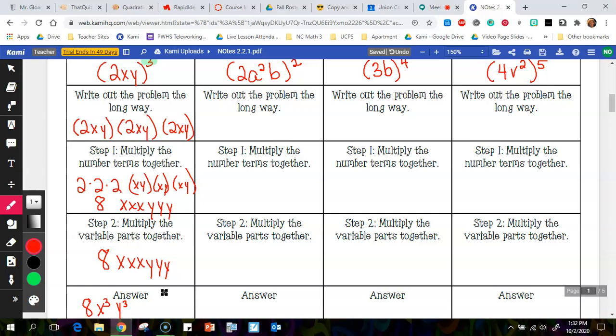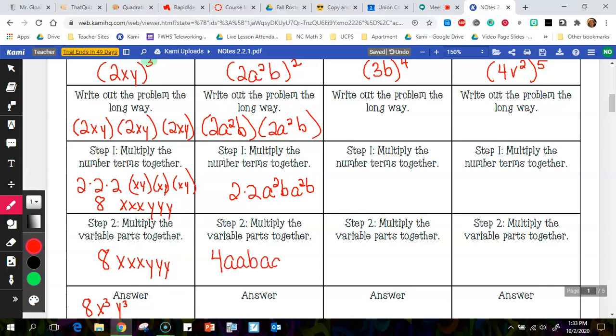Write the problem out the long way. So it's going to be 2a squared b times 2a squared b, because to the second power means it's multiplied times itself. 2 times 2, well, that's 4. And then we can write a squared b and then a squared b. That's going to be 4 times a, b, a, b.